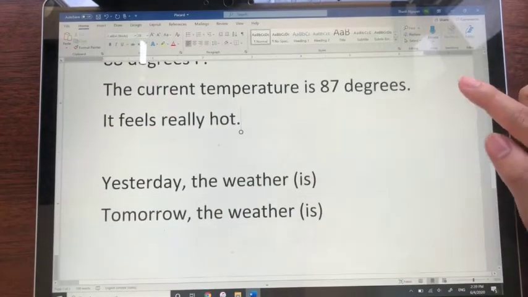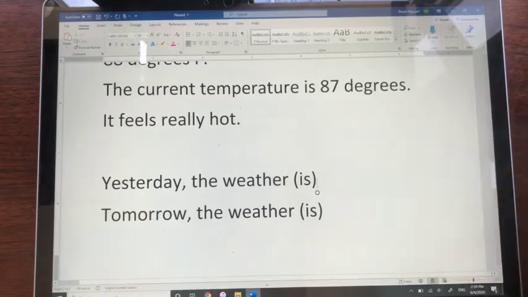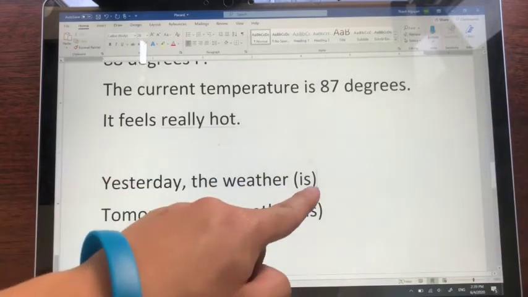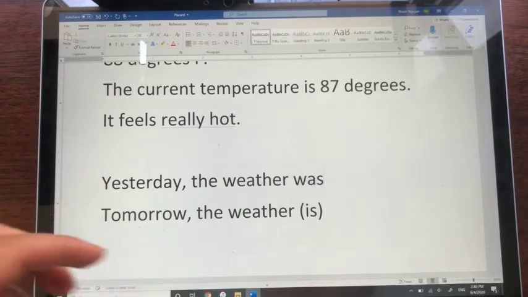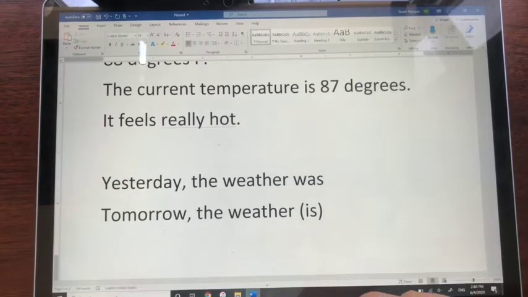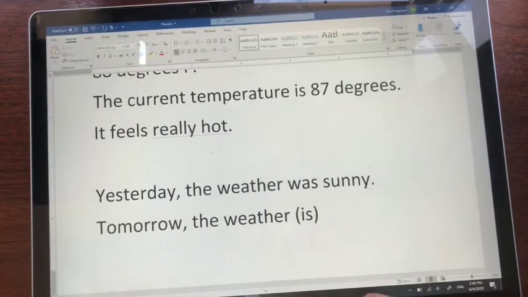Okay, so let's talk about yesterday. Yesterday, the weather. We change is to past tense. So is becomes was. Yesterday, the weather was sunny.